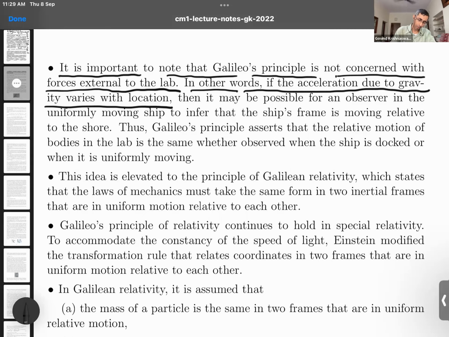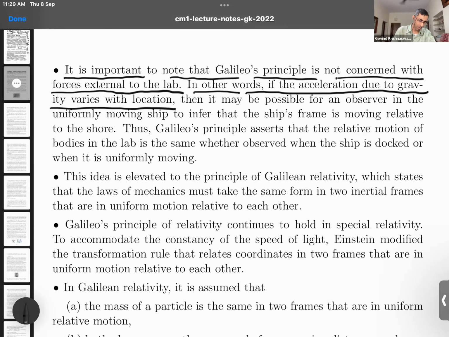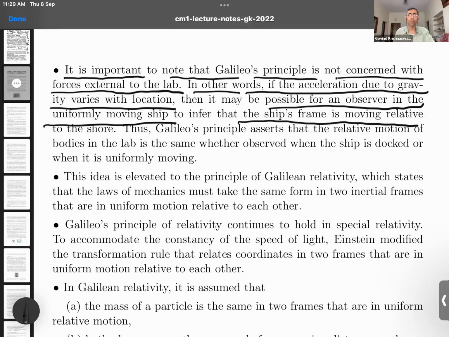Now, if the acceleration due to gravity varies from place to place in this ocean, which it can if you make a long trip, then it would be possible for an observer in the uniformly moving ship to infer that the ship's frame is moving relative to the shore. Because the acceleration due to gravity changed, the time period of a pendulum might change, or the manner in which bodies fall would change. And then you would infer that, okay, I have reached a new place, so I must have been moving. But you're not allowed to do such things. Galileo's principle only focuses on forces internal to that lab.